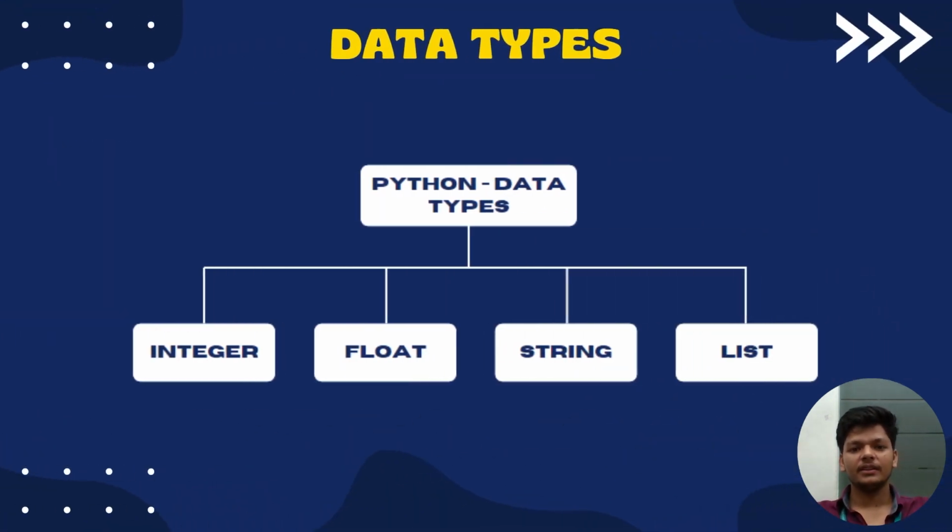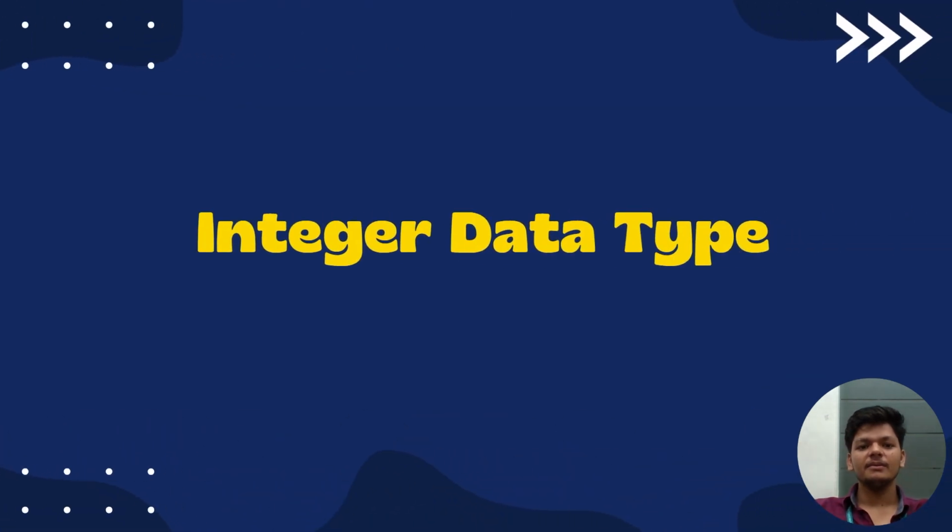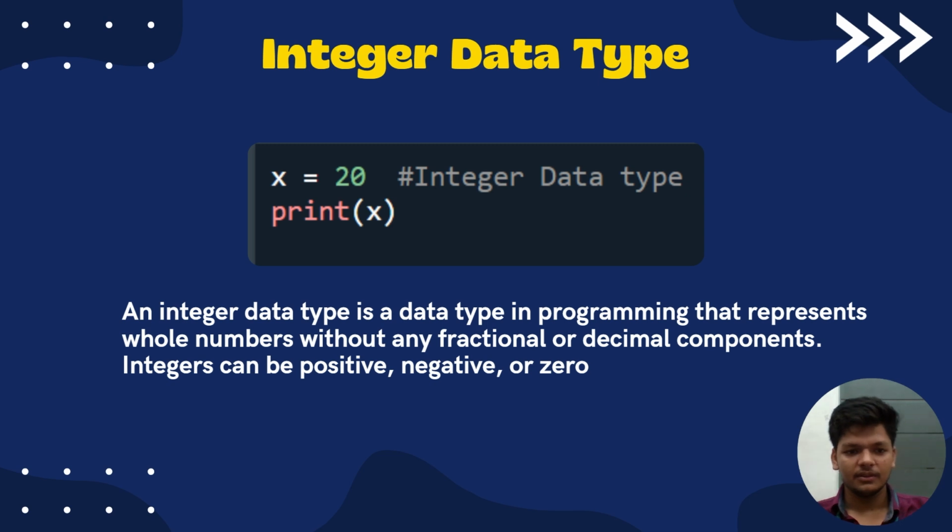Now we will see there are mainly four types of data types. First is integer, second is float, third is string, and fourth is list. First we will begin with the integer data type. An integer data type is a data type in programming that represents whole numbers without any fractional or decimal components. Integers can be positive, negative, or zero. For example, x is equal to 20, which means we are storing the integer 20 in the variable x.